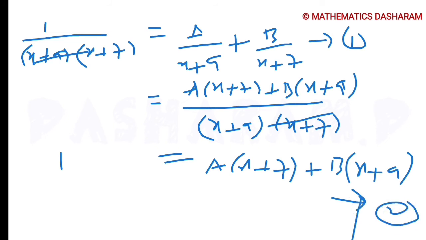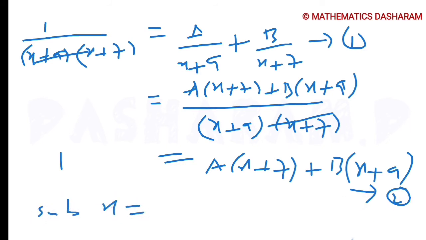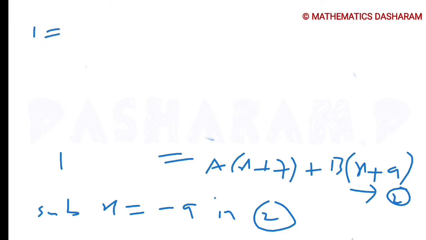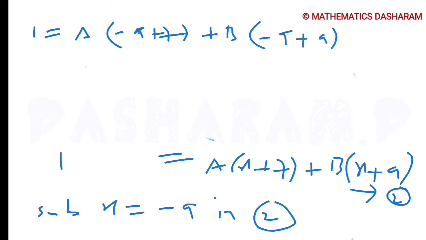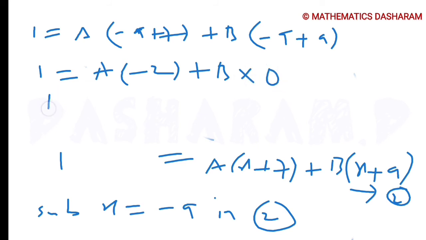So to get the a and b values, use the substitution method. So substitute x equals minus 9 in equation 2, then you will get the a value. So 1 equals a into the x value minus 9, so minus 9 plus 7, plus b into minus 9 plus 9. So 1 equals a into minus 9 plus 7 is minus 2, plus b into minus 9 plus 9 is 0. 1 equals minus 2a, which implies minus 1 by 2 equals a.